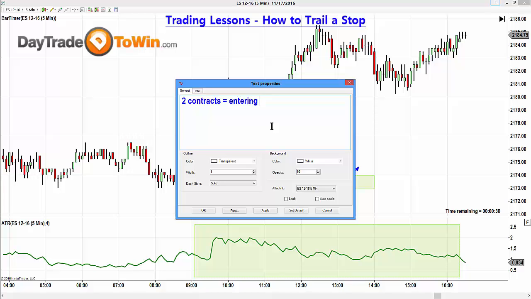What differentiates the trailing stop is that as it starts to move, we're going to exit or take half of the position off of the trade. So it could be 2, 4, 6, 8, 10 when you get there.